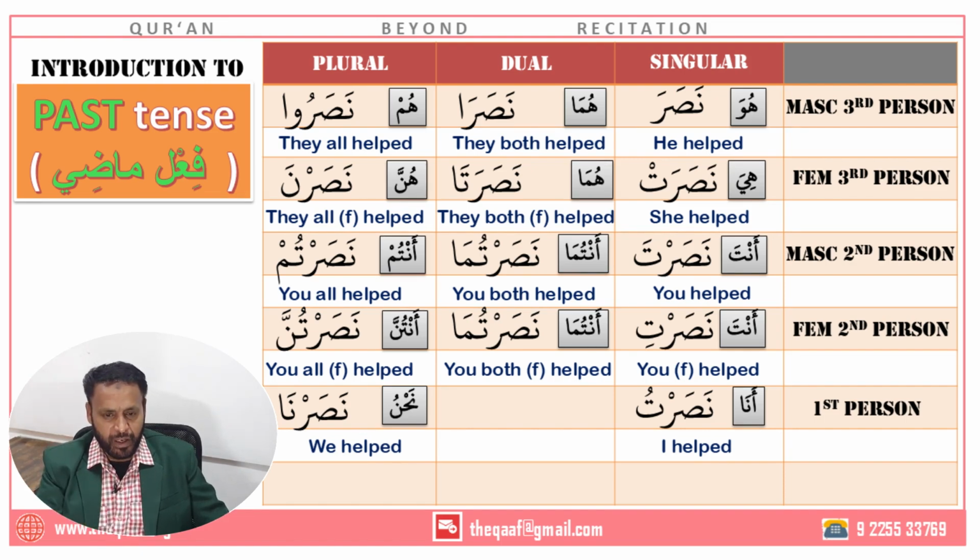So the first and third are masculine. Second and fourth are feminine. The last is neutral gender, so it is common. But the first two rows are third person, the next two rows are second person, and the last row is first person. Third person means we are talking about someone who is not there: he, they both, they all. Second person means we are talking about someone who is in front of us: you, both of you, all of you. First person means we are talking about ourselves: I, we. Okay? Fine. So this is all about the table.